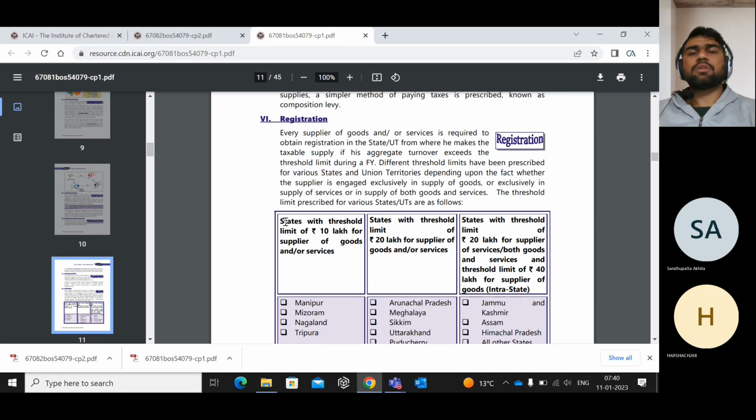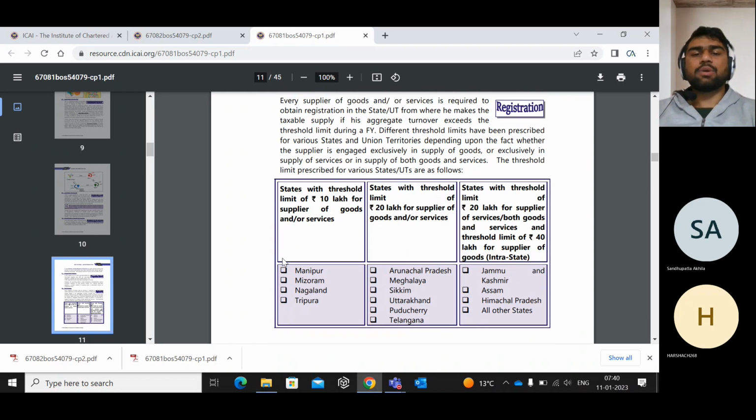For the registration process, persons liable to register are divided into three categories. One is the special category states, for which the turnover limit is 10 lakhs. For some category of states, the turnover limit is 20 lakhs, and for some category of states, the turnover limit is 40 lakhs. The 10 lakhs threshold limit is applicable for suppliers involved in goods and services.